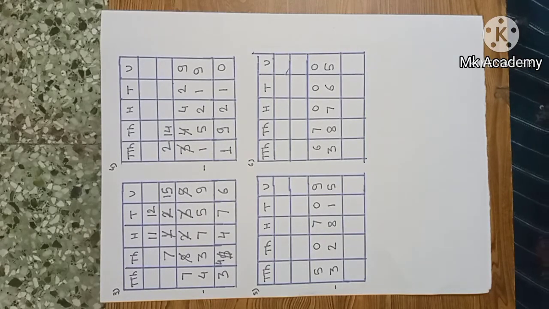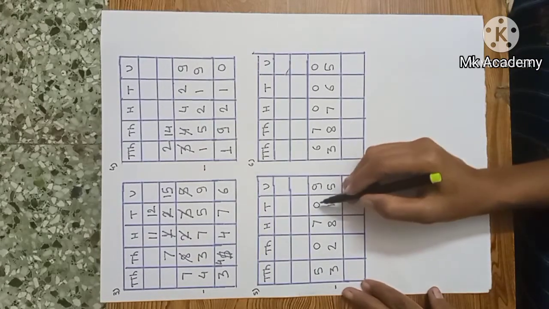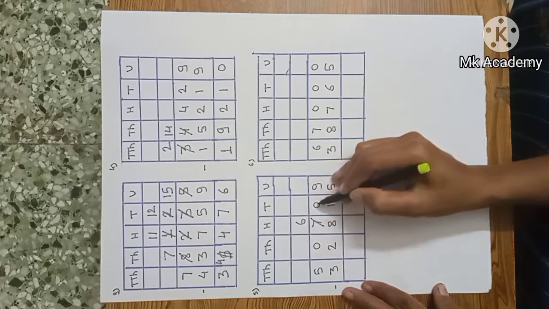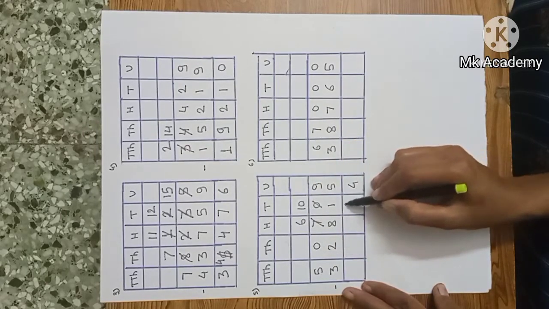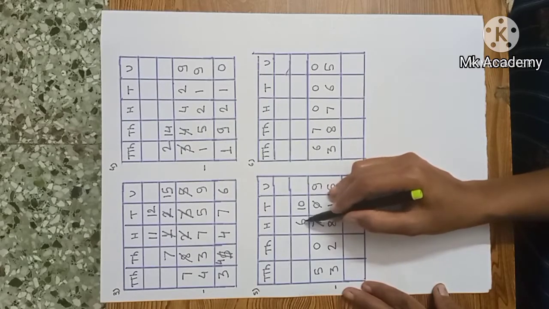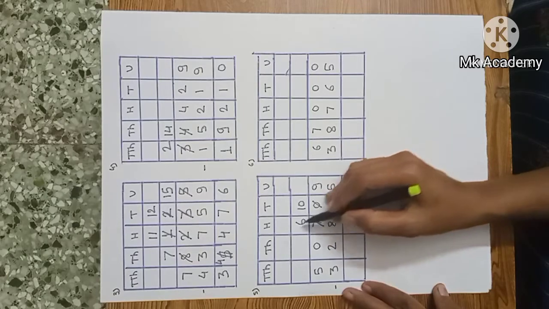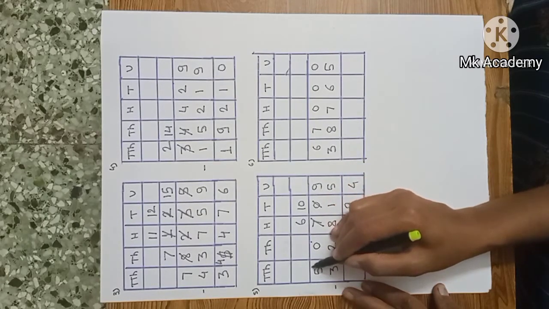Start from unit place. 9 minus 5, 4. This is 0 tens and here 1 tens. Therefore, we can borrow from 100. Here we get 600 and here we get 10 tens. Now 10 minus 1, 9. This is 8 and this is 6. This cannot be possible. Therefore, we can borrow from 1000. Here 0,000. Therefore, we can borrow from 10,000.